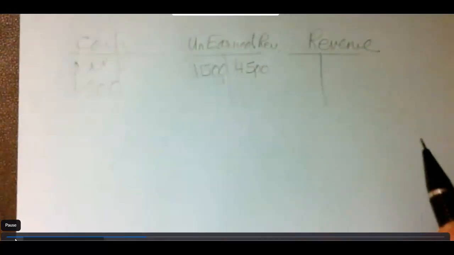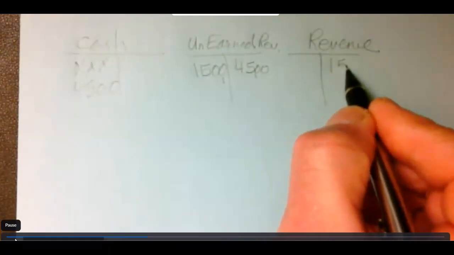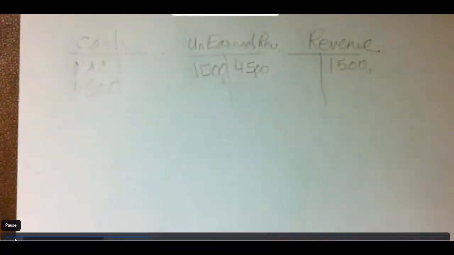That's number one, adjusting number one. And I'm going to recognize revenue of $1,500. That's adjustment number one. Okay, now ask me your question.